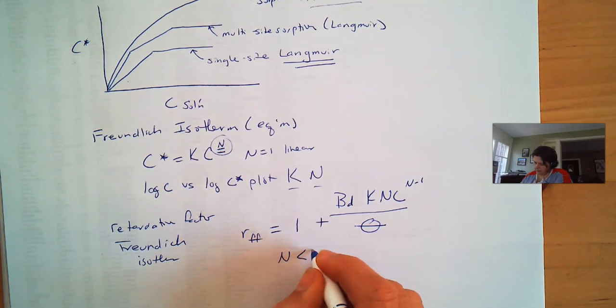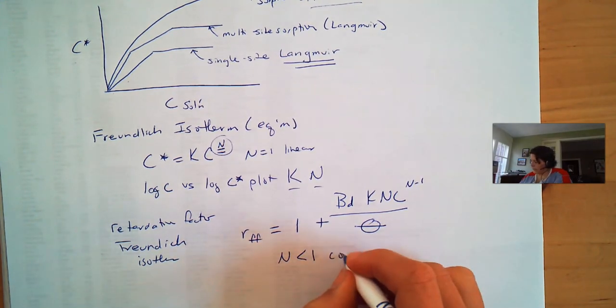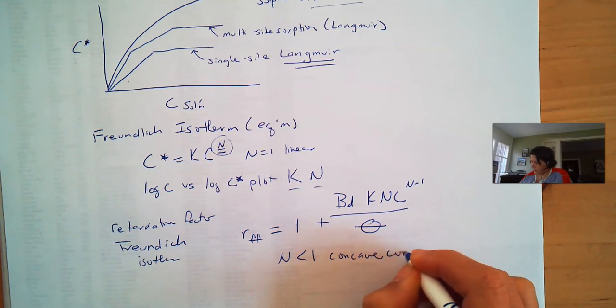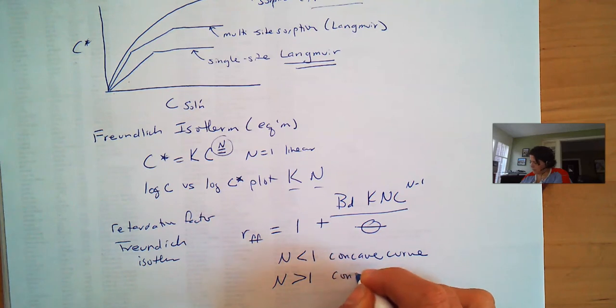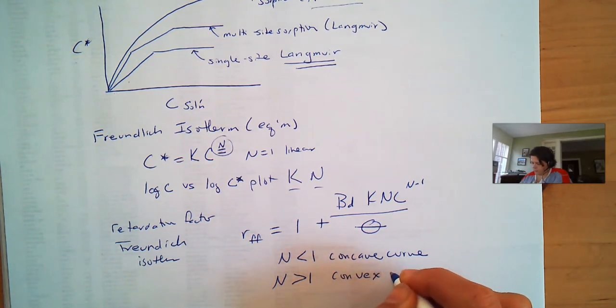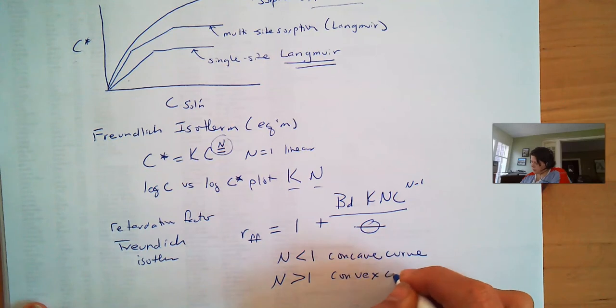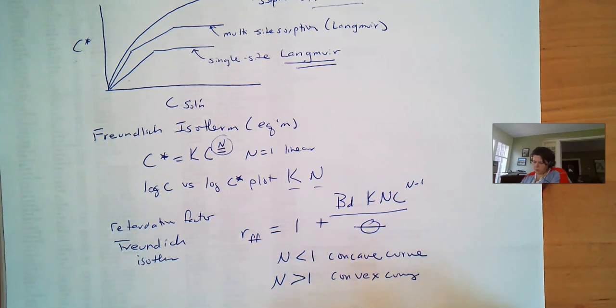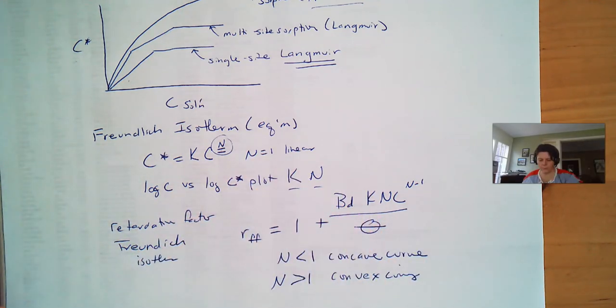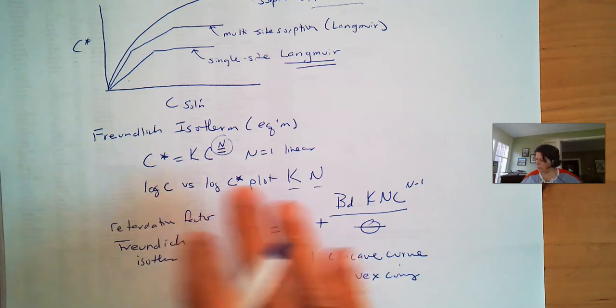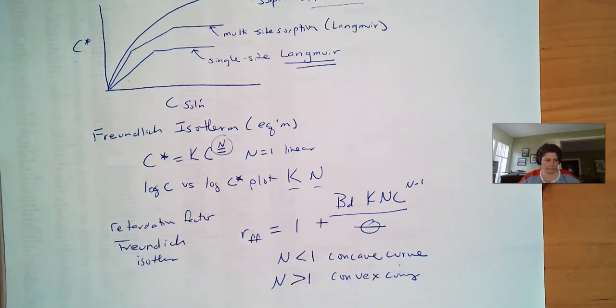Generally, n less than 1 will result in a concave curve, and n greater than 1 is convex. A convex curve, i.e. sorption's ability to increase with concentration, doesn't make sense. So we usually just see them getting concave in these systems. And so this is the Freundlich isotherm. So that is Freundlich.